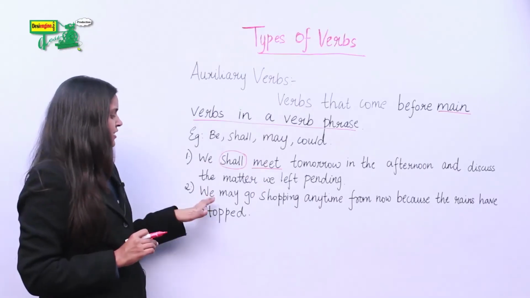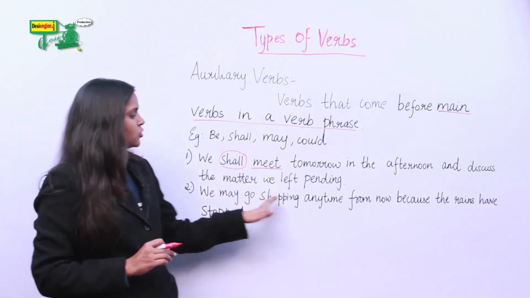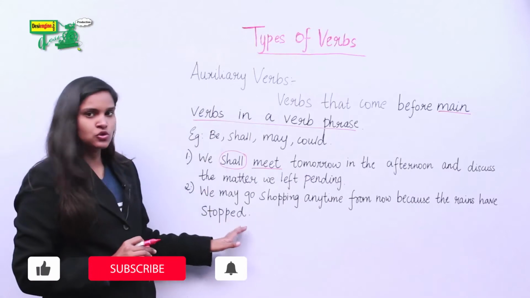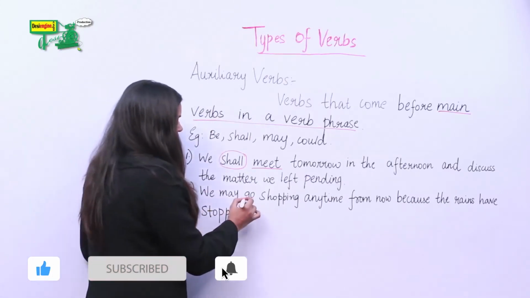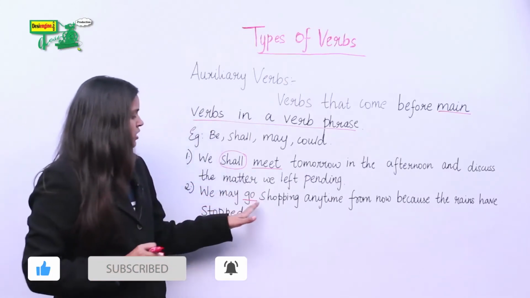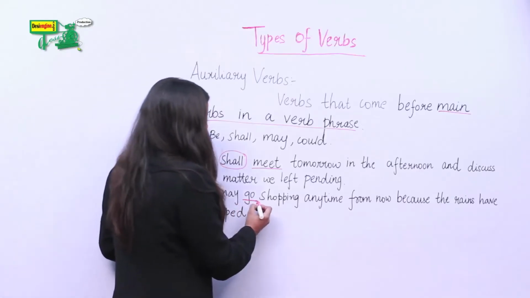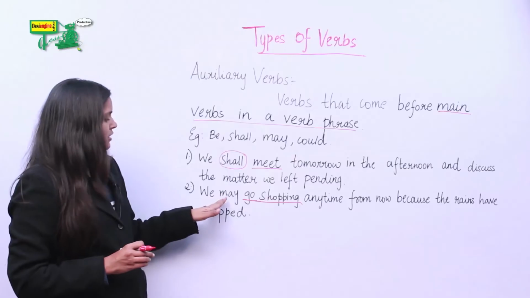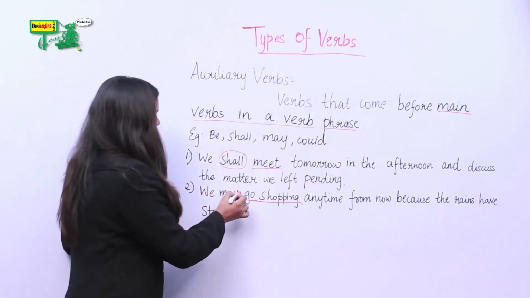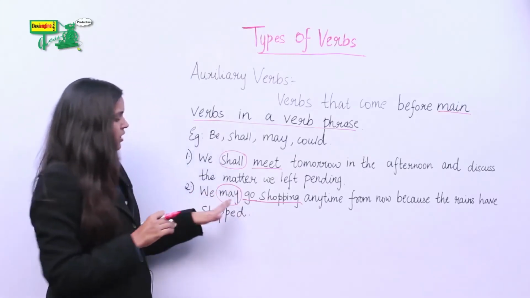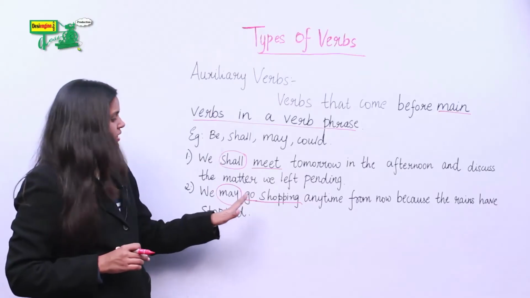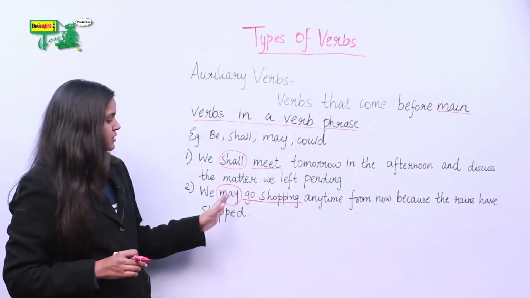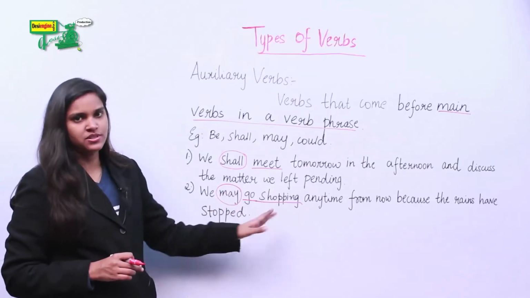Let's take the next example. We may go shopping anytime from now because the rains have stopped. Here, go shopping is a main verb and the verb may becomes our auxiliary verb. Thus, the auxiliary verbs come before, that is, they are placed before the main verbs.